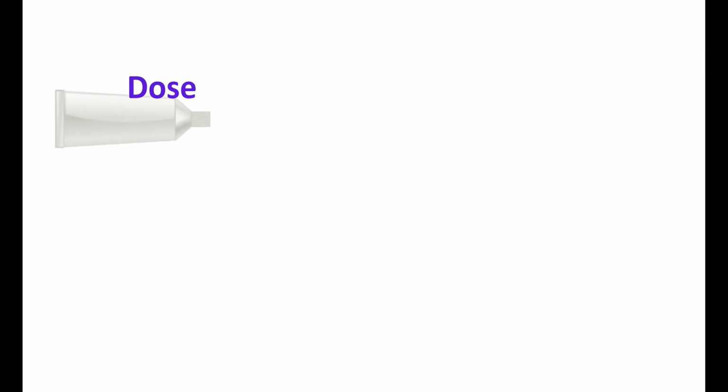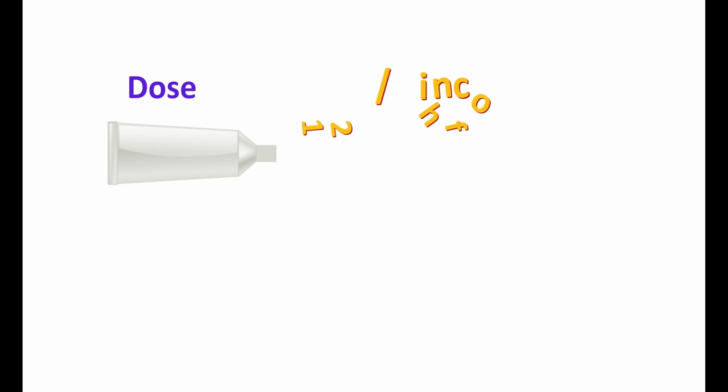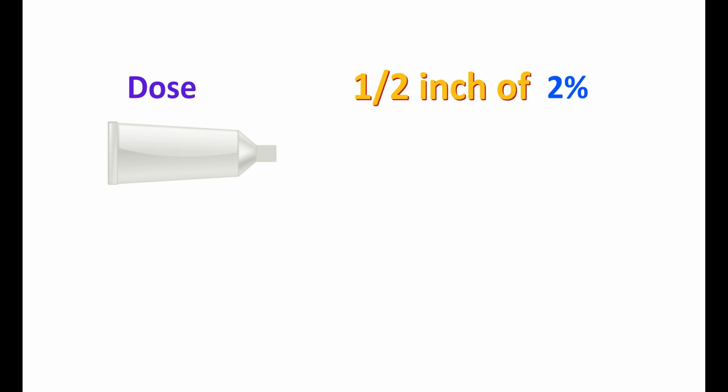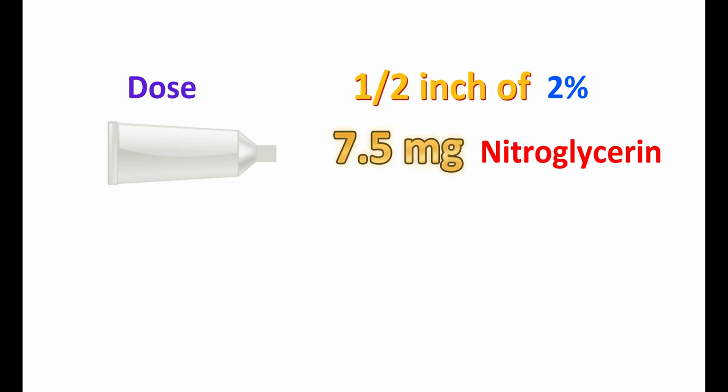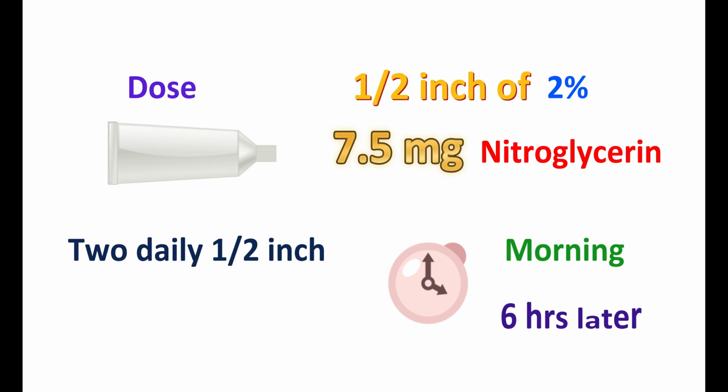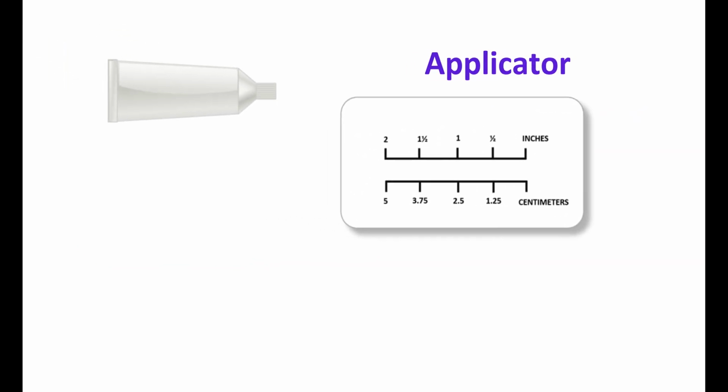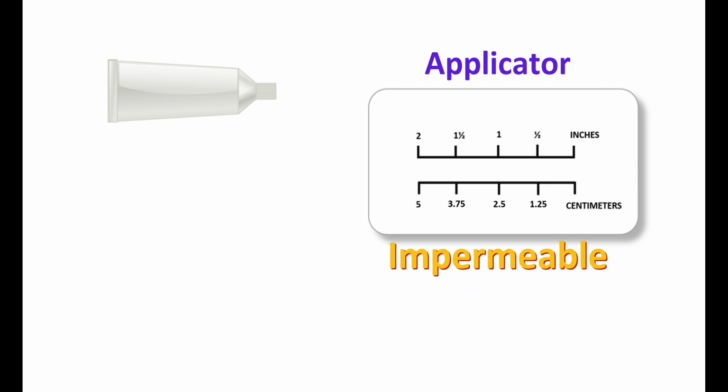The dose of nitroglycerin depends on the patient's conditions and the strength of the ointment you are using. Typically, half an inch of 2% ointment contains 7.5 milligrams of nitroglycerin. Normal dose is 2 daily half-inch doses containing around 7.5 milligrams, applied in the morning and 6 hours later. This ointment is supplied with a thin paper applicator. It is impermeable and marked with a ruler for proper dosing.